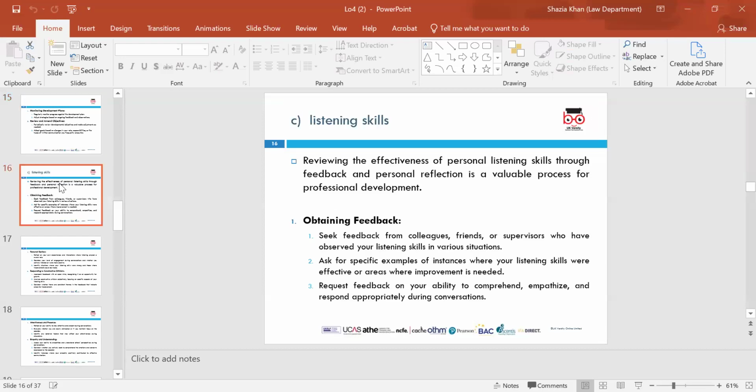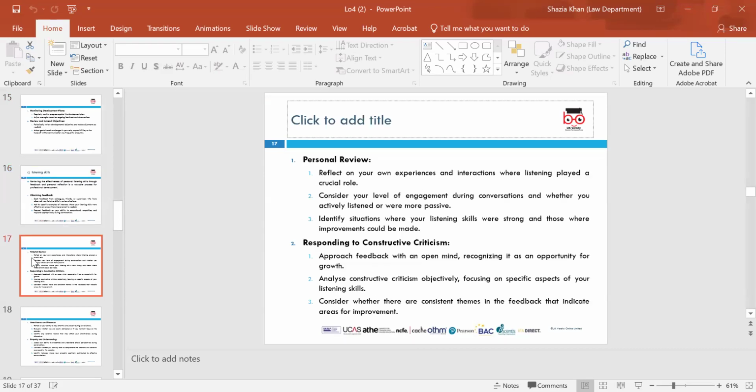Listening skills. We mentioned a little bit about this earlier. Reviewing the effectiveness of personal listening skills through feedback and personal reflection is a valuable process. Seek feedback from colleagues, friends, or supervisors who have observed your listening skills. Ask for specific examples of instances where your listening skills have been affected or improvements are needed. Request the feedback to comprehend.